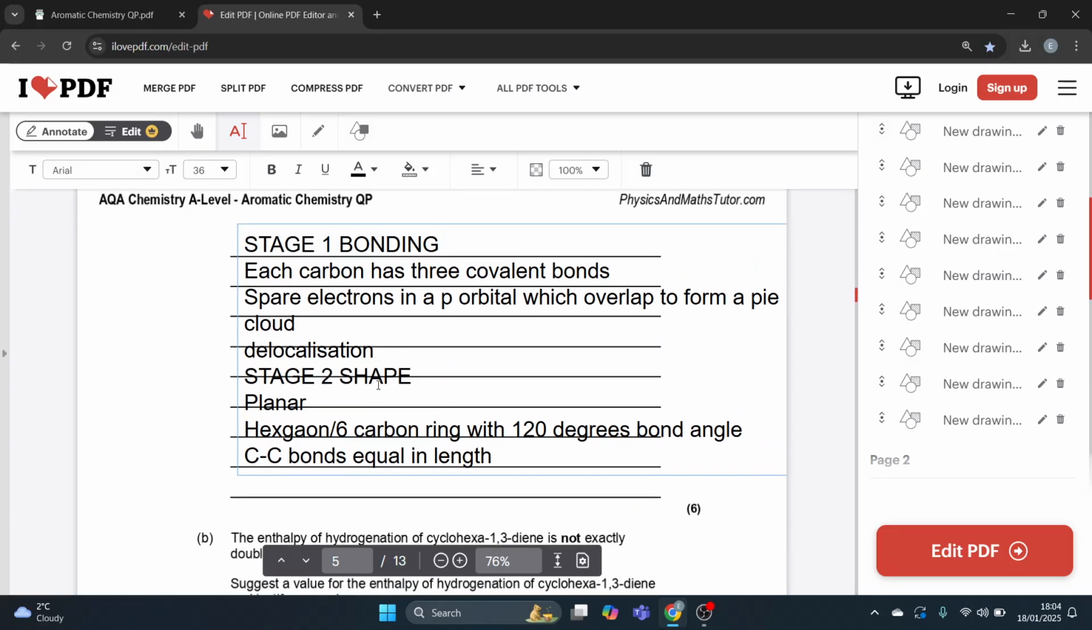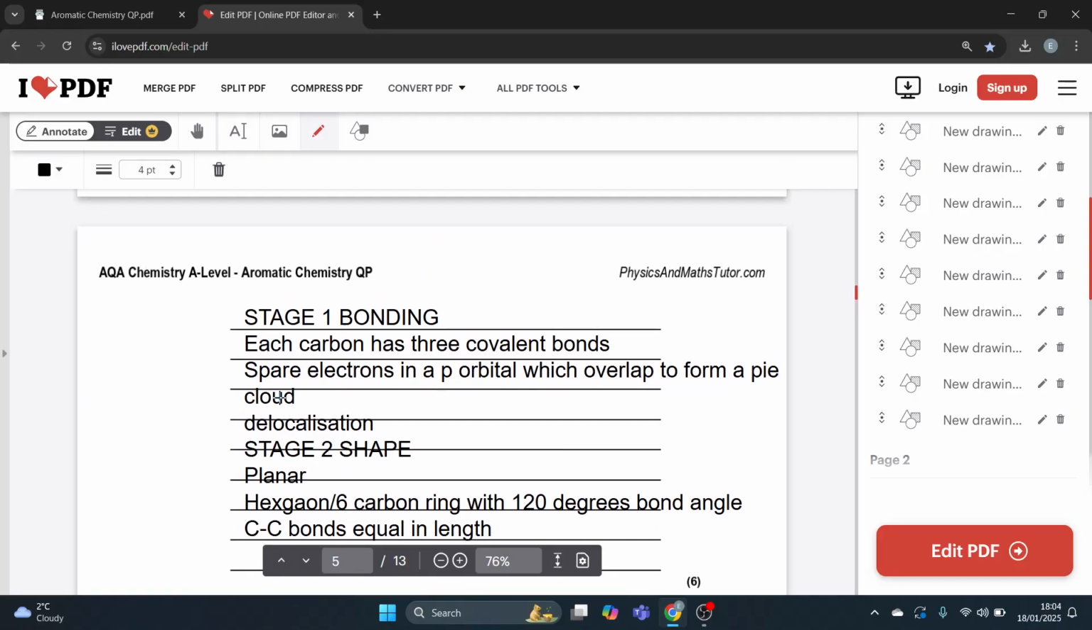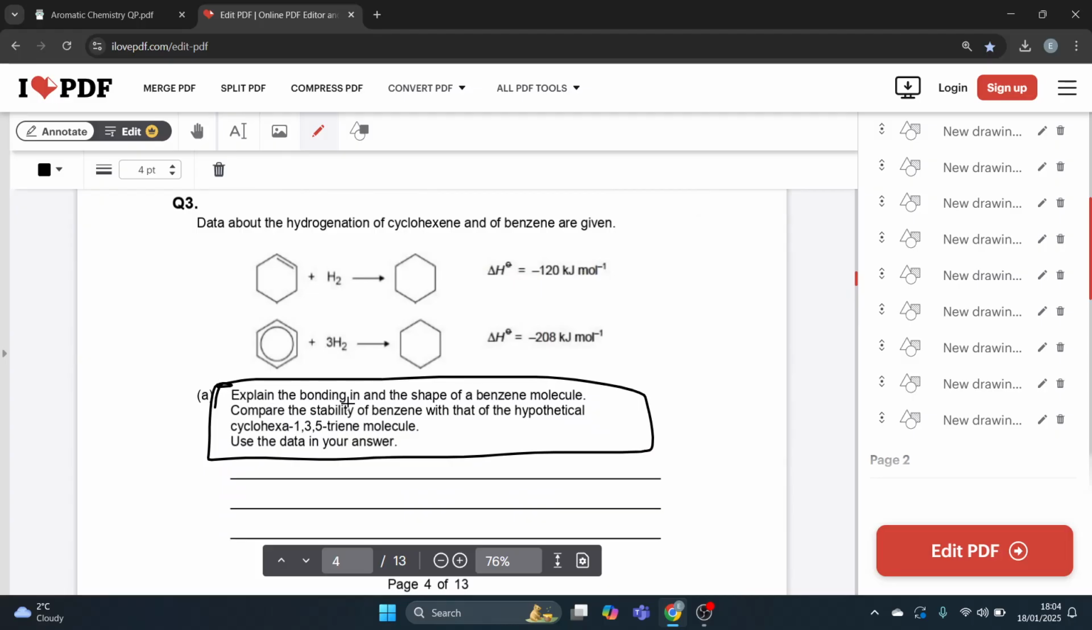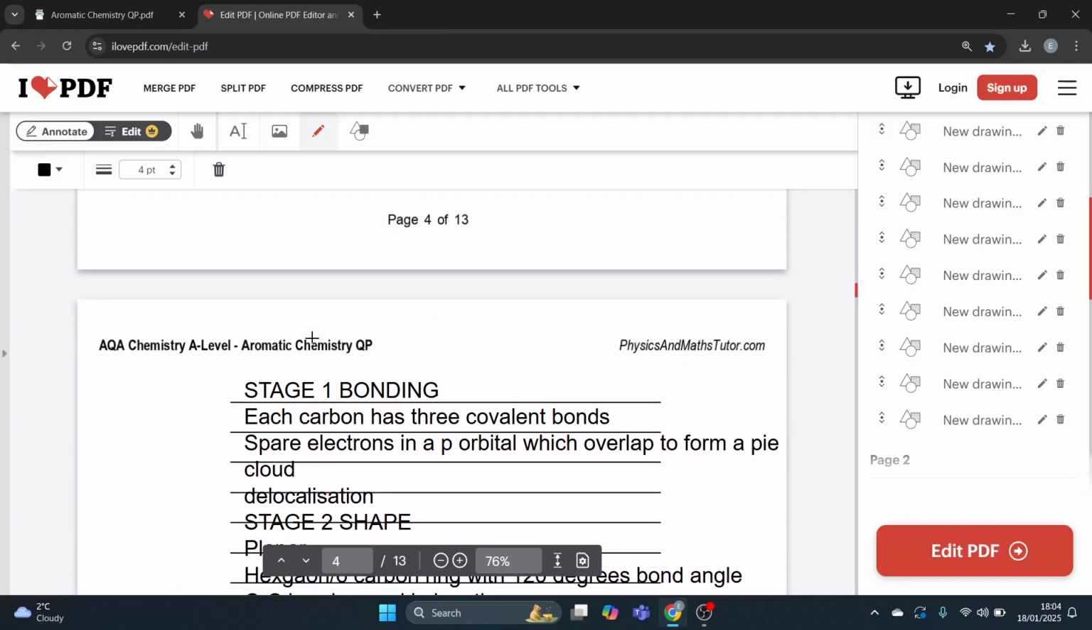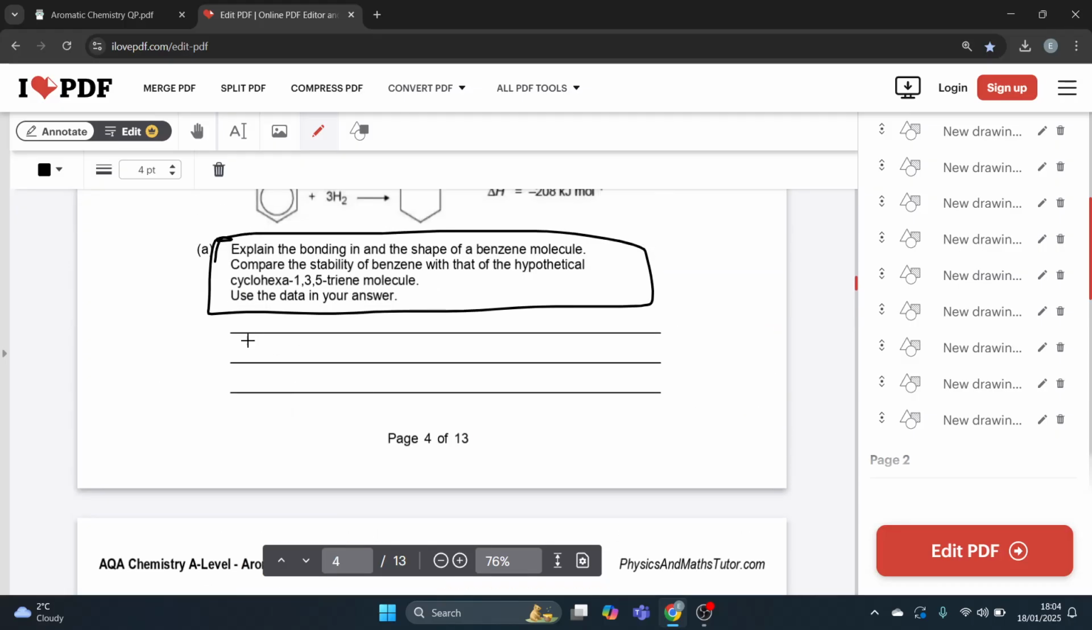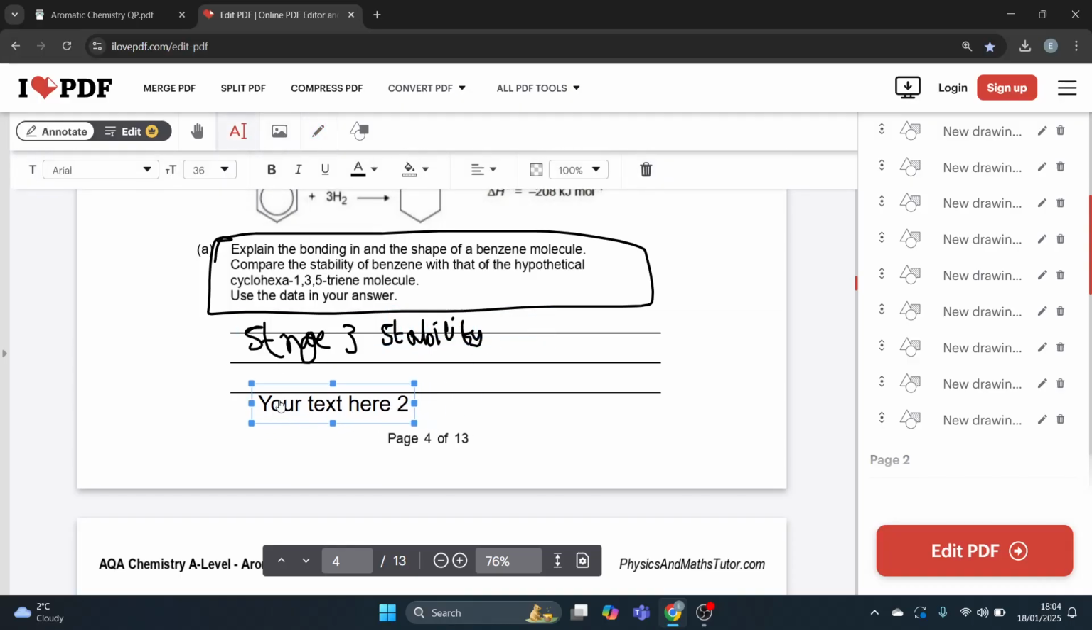Okay, that's all your knowledge of bonding and your knowledge of the shape of a benzene molecule. Now, stage 3, the stability. This is where a lot more students struggle, because you need to understand what the question is asking you and then apply it to the question. Stage 3, stability.